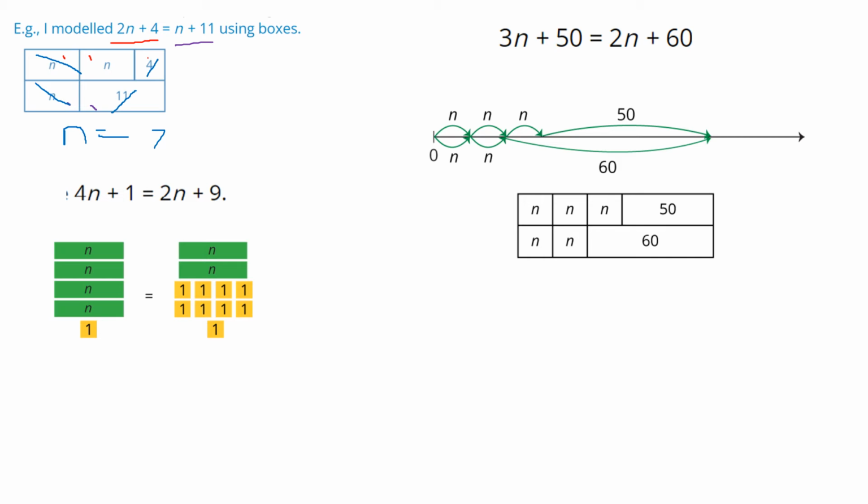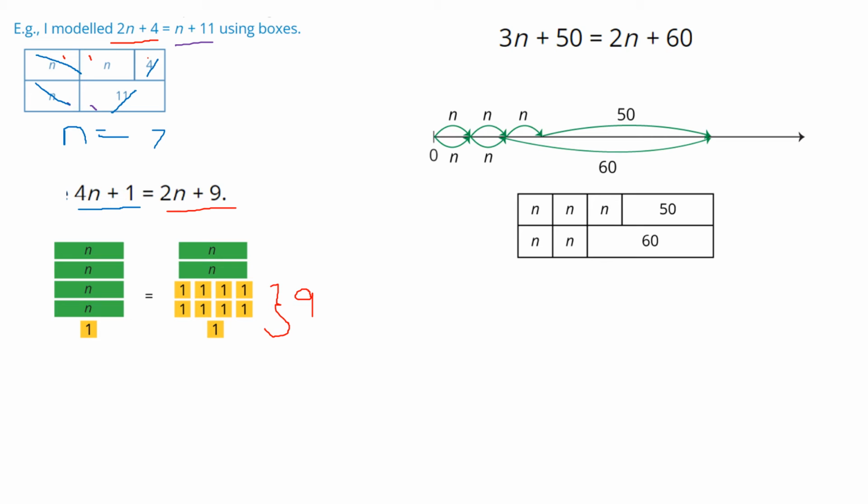Below that, we have 4n plus 1 equals 2n plus 9. So I'm showing you here how to use the algebra tiles again. On the left-hand side, we have 4n plus 1. There's 1, 2, 3, 4 green n's plus 1 yellow. And then on the right-hand side, we have 2n plus 9. There's 2 green n's plus 9 cubes altogether on the right.